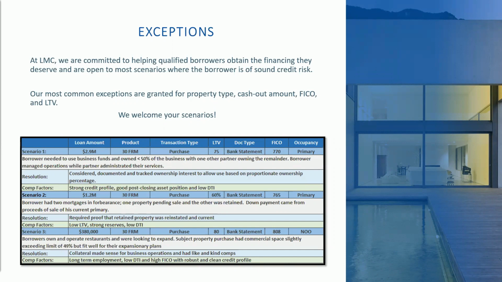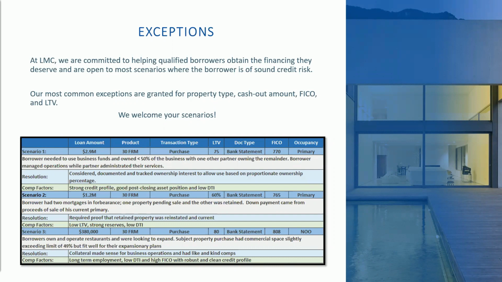Scenario 3, $380,000. It was a purchase also at 80 LTV, and a non-owner, right, on a bank statement. So this particular property actually exceeded 49% of commercial space. But we did move forward because it was a restaurant that they had owned, and they were looking to expand that restaurant. And based on the overall picture of the scenario, they had long-term employment.